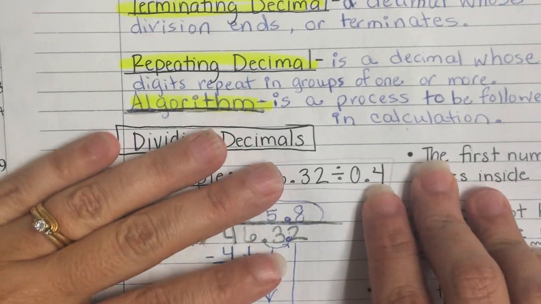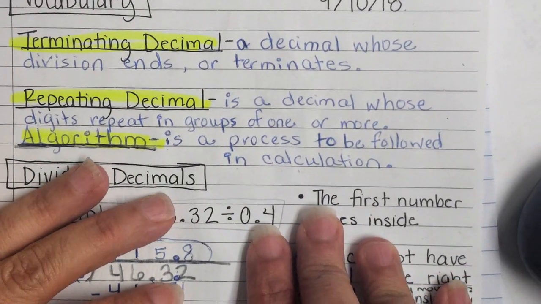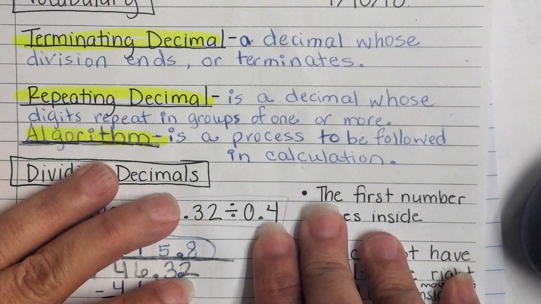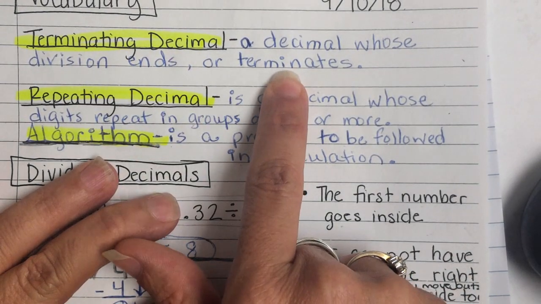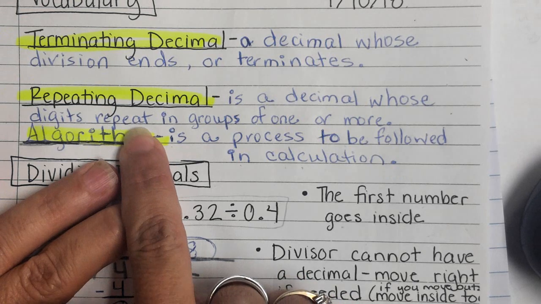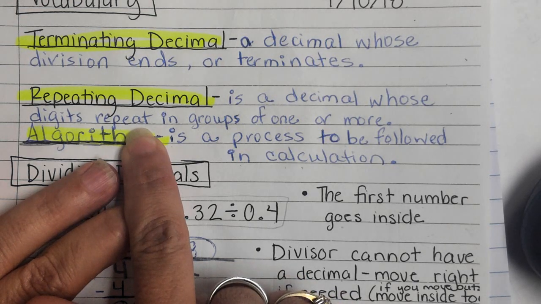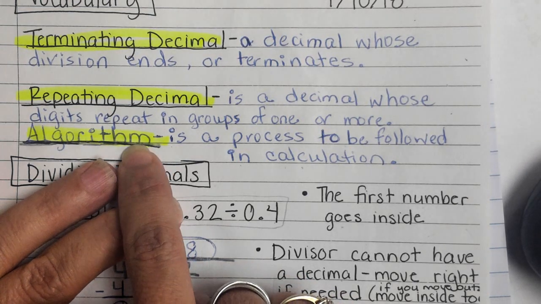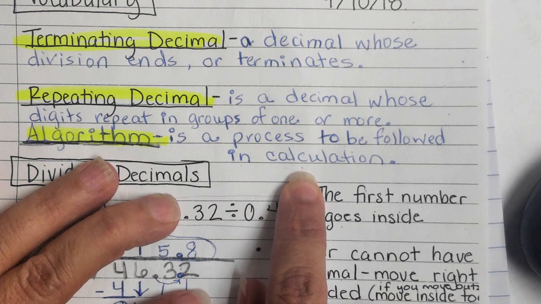It is right here somewhere. Here it is. Okay, so make sure you have those definitions also. Luckily, terminating has the word terminates. Repeating has the word repeat, if that'll help you at all.